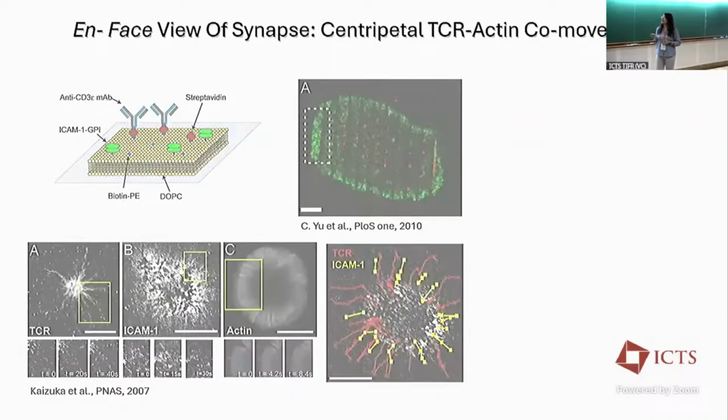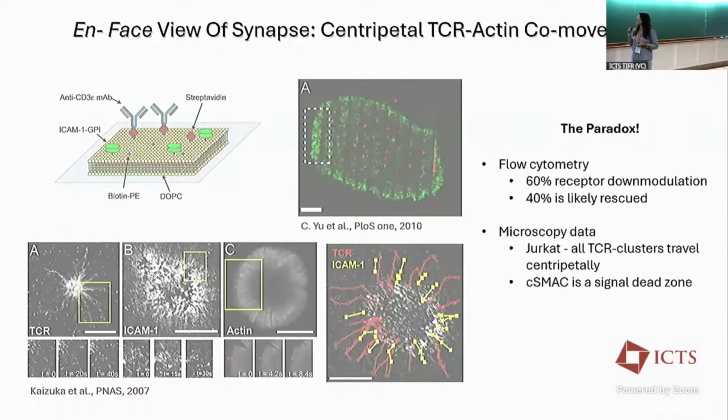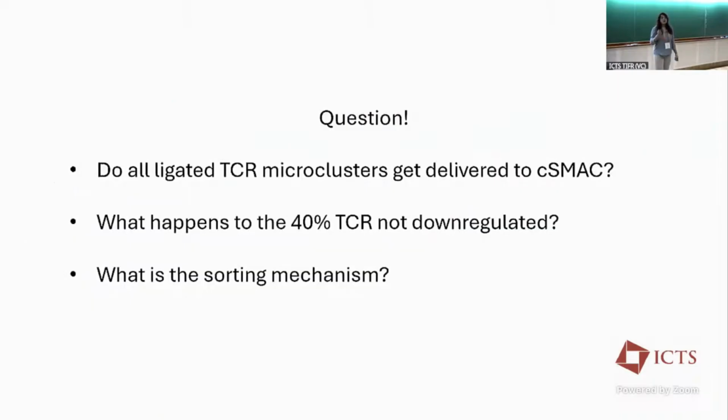But here comes the paradox. In flow cytometry, we see only 60% of the receptor is down modulated in case of primary T cells, while 40% is likely rescued. While in microscopy data using Jurkat T cells, all TCRs travel to the central cSMAC zone, which is a signal dead zone. So now the question arises, do all ligated TCR microclusters get delivered to the cSMAC? Clearly not, because there is a 40% which is not downregulated. So what happens to those 40% receptors and what might be the sorting mechanism?